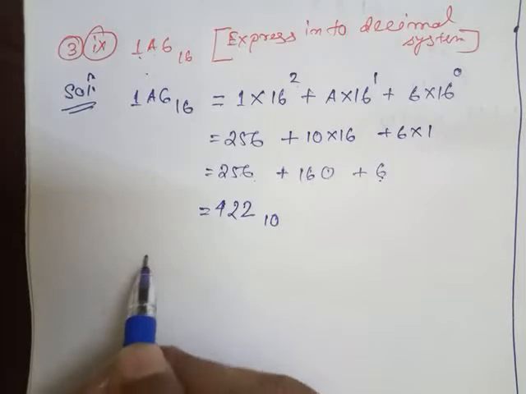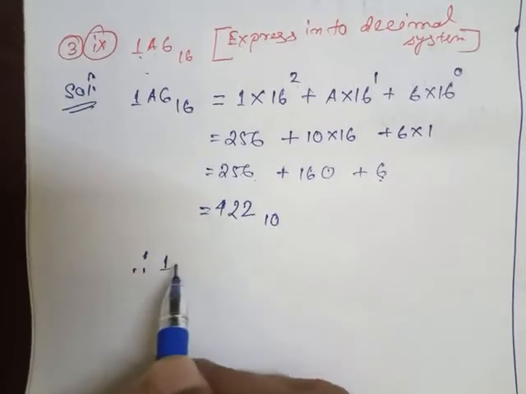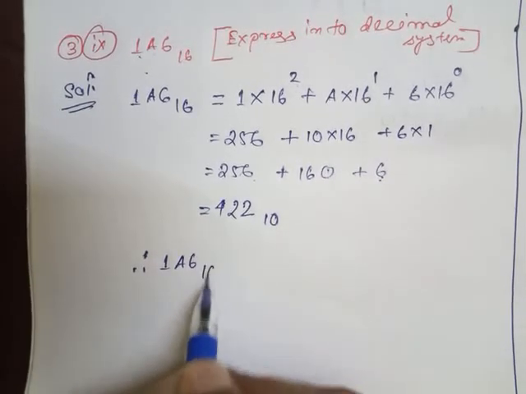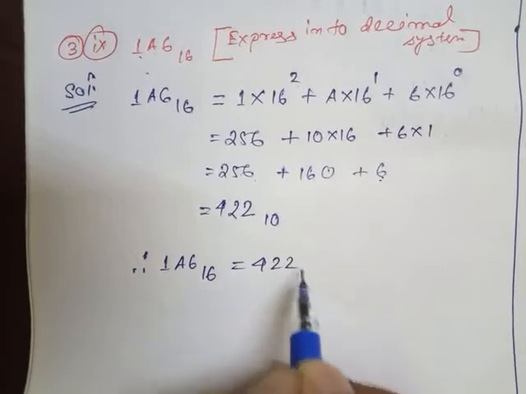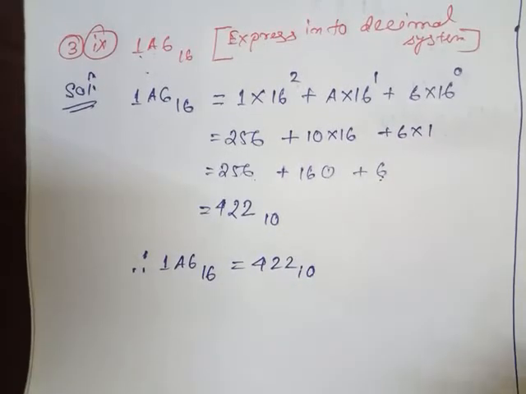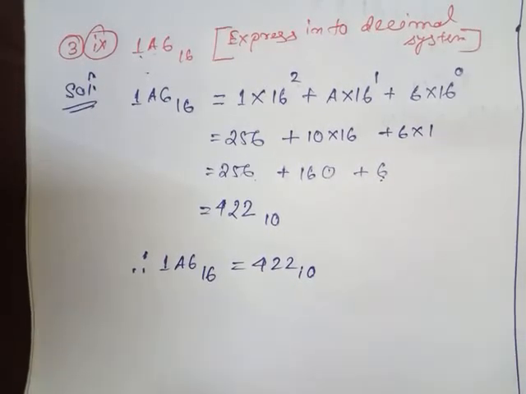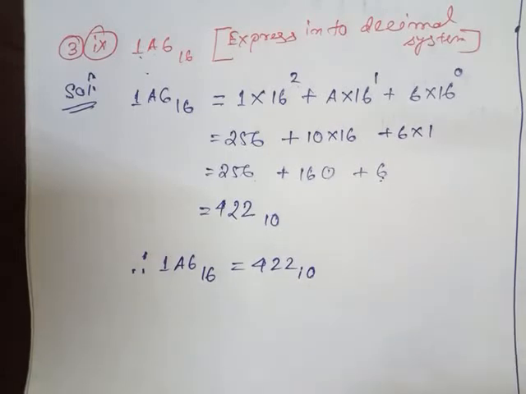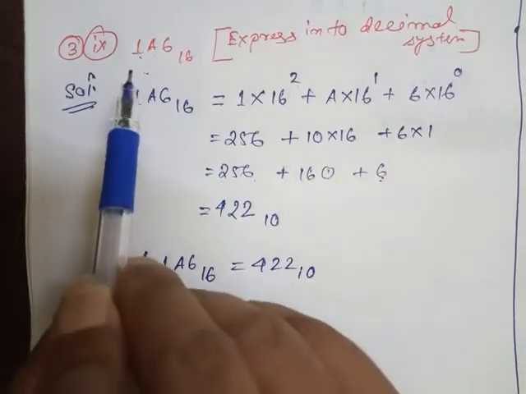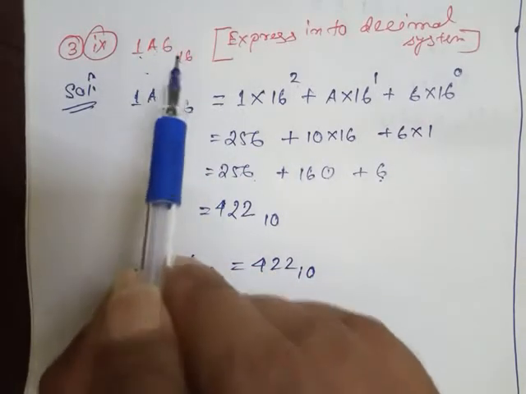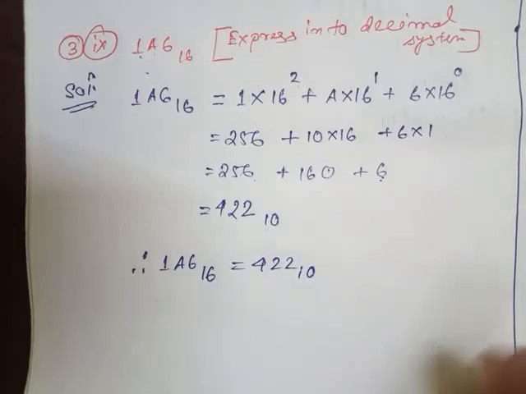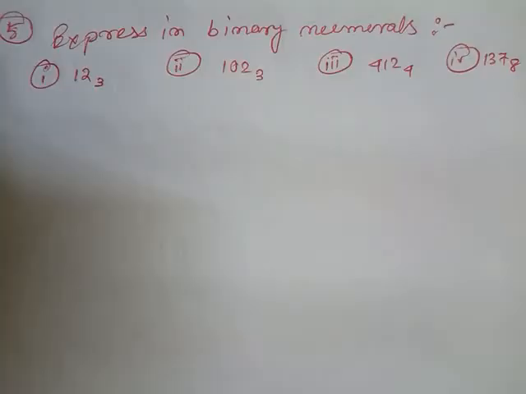This is the answer. So I will write here the last line: 1A6 base 16 equal to 422 base 10. This is the answer. And this is the conversion of hexadecimal to the decimal. I repeat again: this is the conversion of hexadecimal, meaning base 16, to the decimal system, meaning base 10.